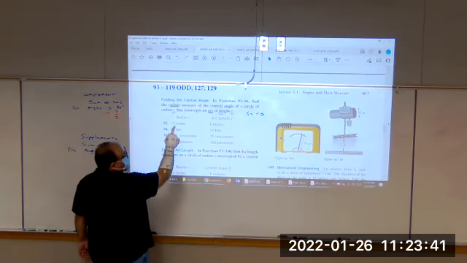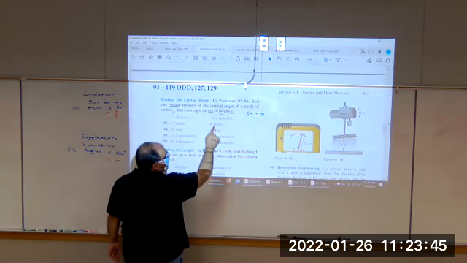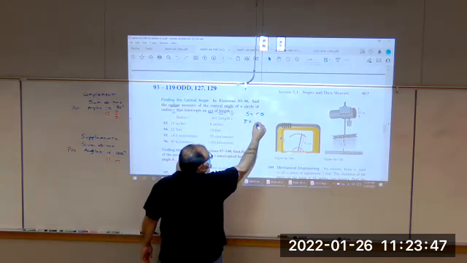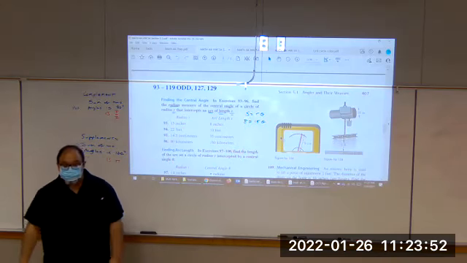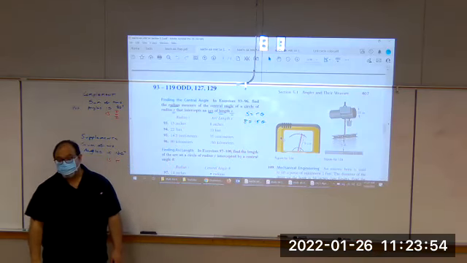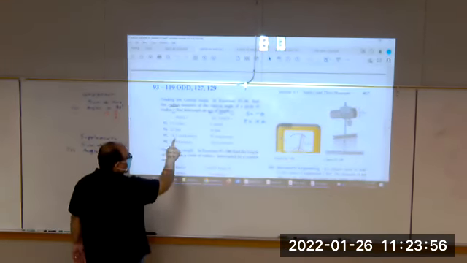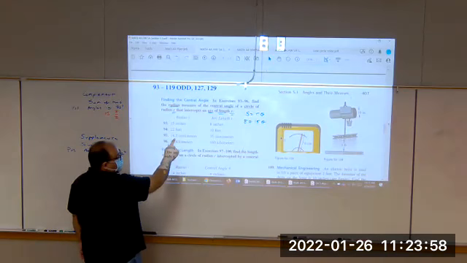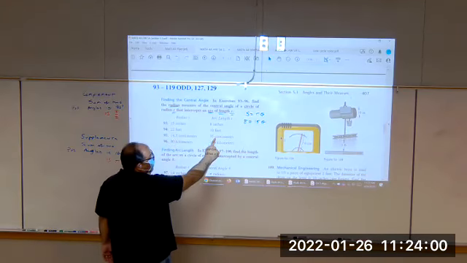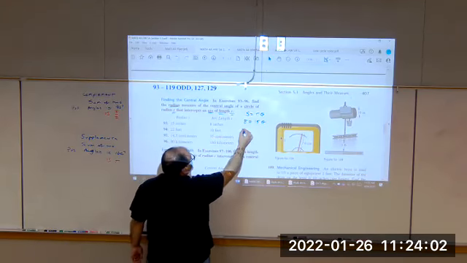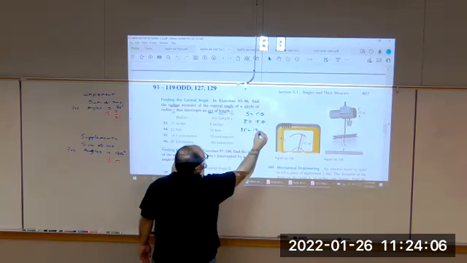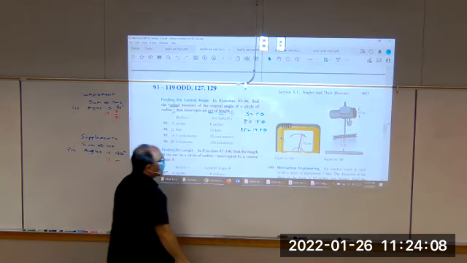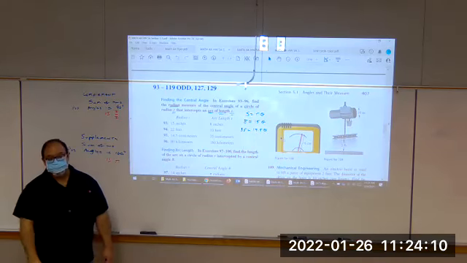Okay, you're told that the radius is 15 and the arc length is 8. 8 equals 15 times theta. Solve for theta. Then 35 equals 14.5 times theta. Solve for theta.